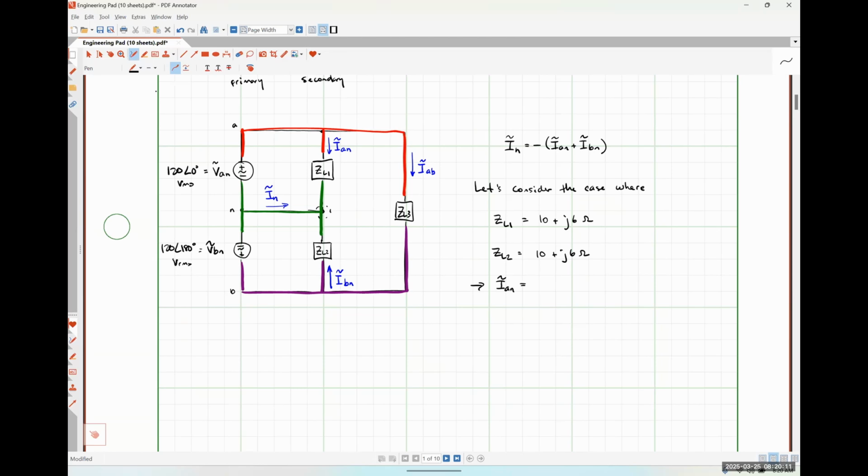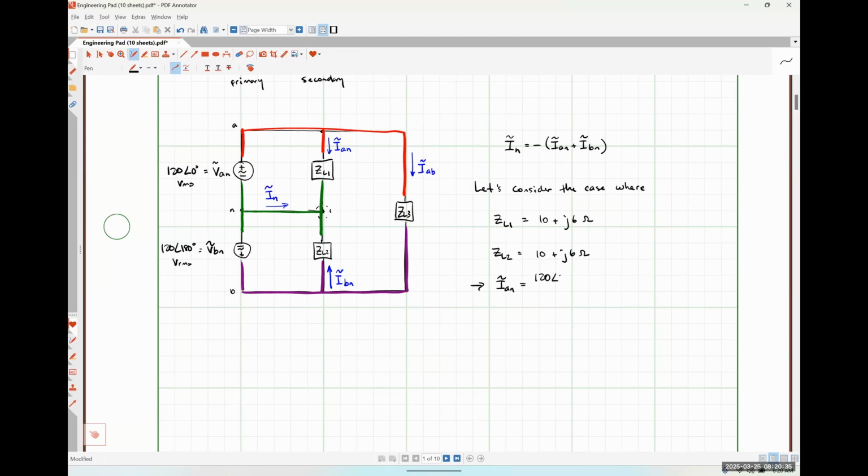What does that mean? That they're in parallel. Absolutely right. So what do we know about things that are in parallel? The voltage drop across them are the same. So what is the voltage drop across ZL1? Yeah, 120 angle 0. Absolutely right.